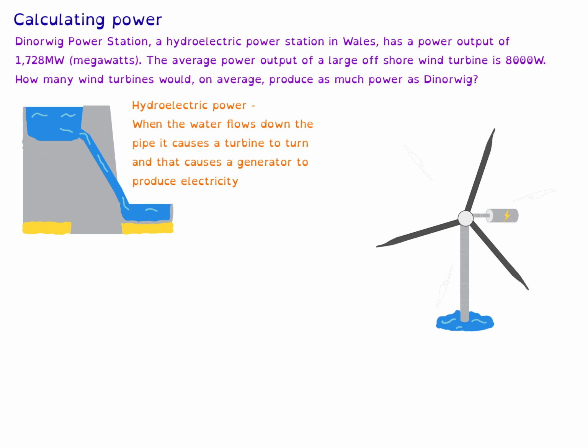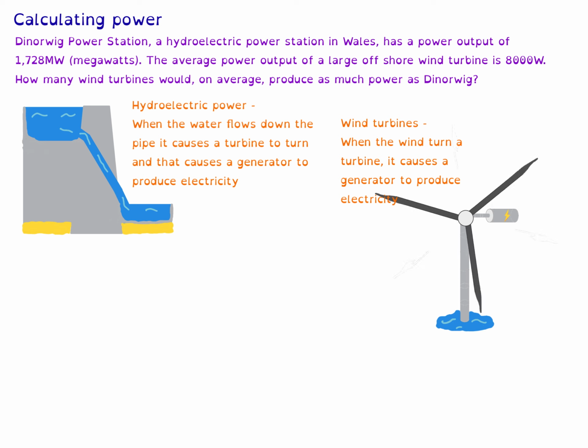When water flows down the pipe, it causes a turbine to turn, and that causes a generator to produce electricity, which is how Dinorwig works. And when the wind turns the turbine, it causes a generator to produce electricity. This is how a wind turbine works.